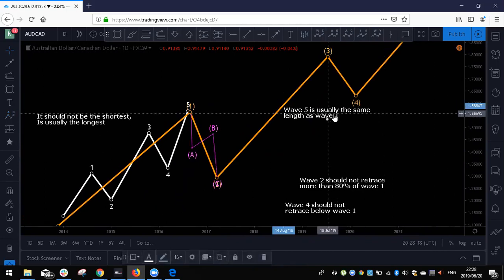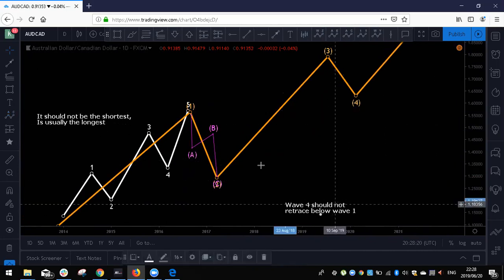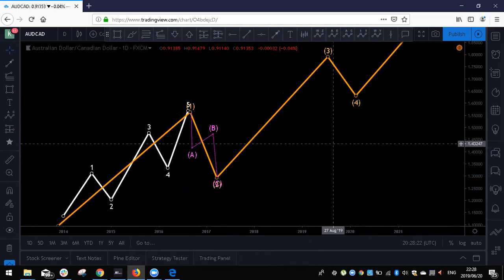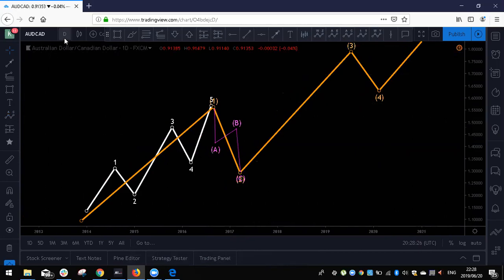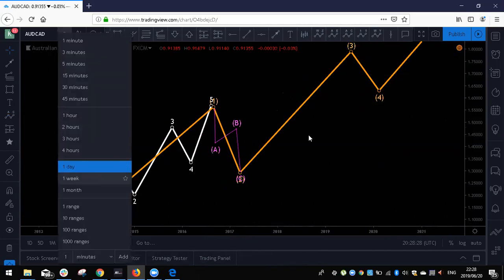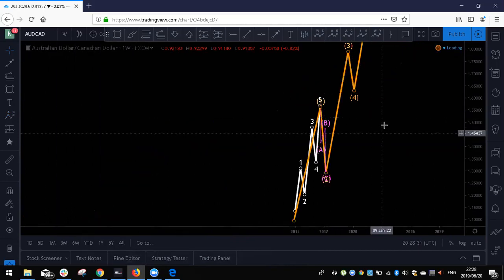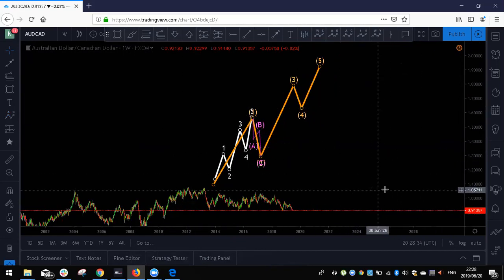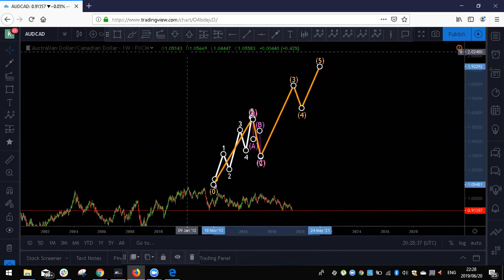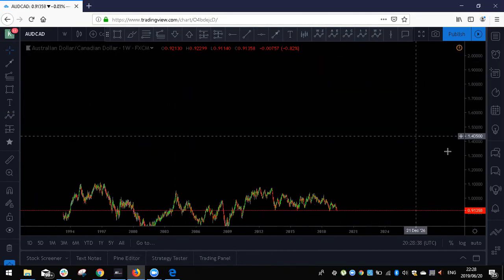And you said wave 5 is normally the length of wave 1. Of wave 1, yeah. It can extend, but it's usually the same length. Okay, so this is what you get.